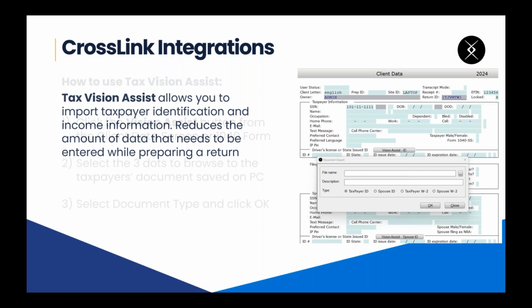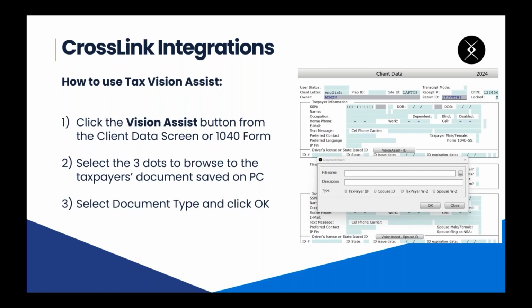When it comes to using it, very simple. We click on Vision Assist ID. That'll open up this little window that you can use to import that document, similar to what we saw with the document archive, where you can browse to a document, to an ID, let's say, and import that information into the return where it needs to go. So definitely recommend trying it out. It should be available in your new software. You can use it to scan an ID, and those fields will populate where they need to go.